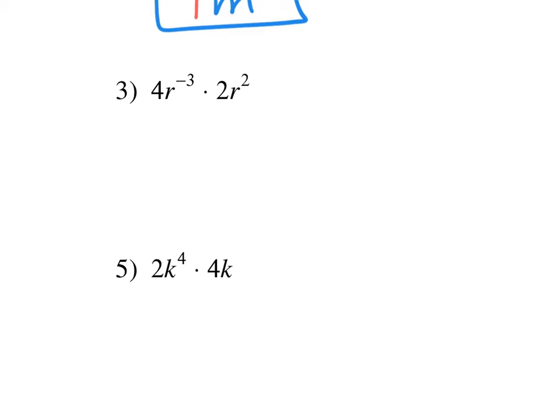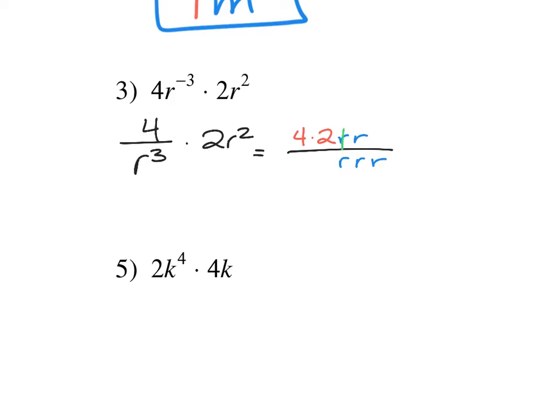Number 3 is practically the same. We'll do this one more time. To write it in expanded form, you are going to have to do the negative exponent rule first. I would have 4 over r to the 3rd power times 2r squared. Now we're going to do top times top and bottom times bottom. It's going to be 4 times 2, r, and 1, 2, 3 r's on the bottom.